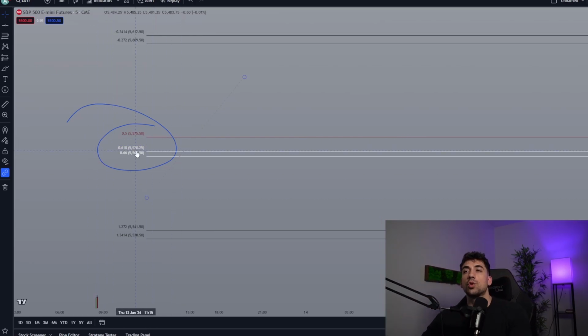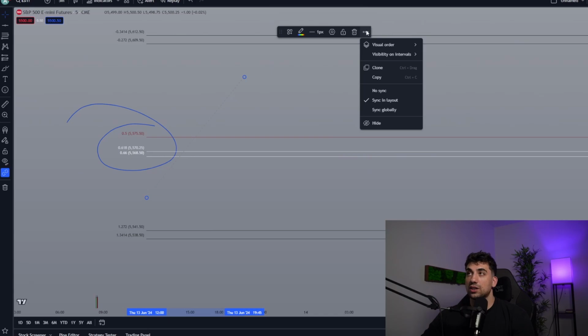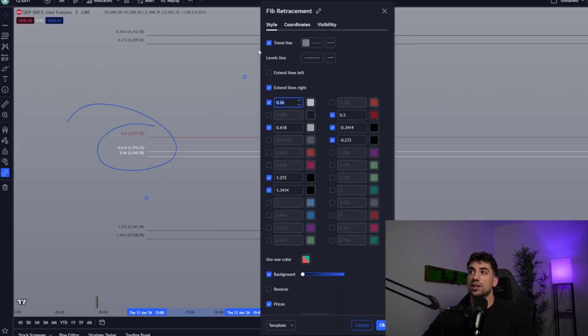So this is the famous golden pocket, the 0.618 and the 0.66 retracement. If you don't have it, you're going to have some random settings. Just click on the settings wheel right here. You're going to open it up, and it's going to have all the numbers. You can check and uncheck stuff. You can choose different colors, wherever you want. You're going to just choose 2 boxes, put 0.66, 0.618, and that range within that will be the famous golden pocket.